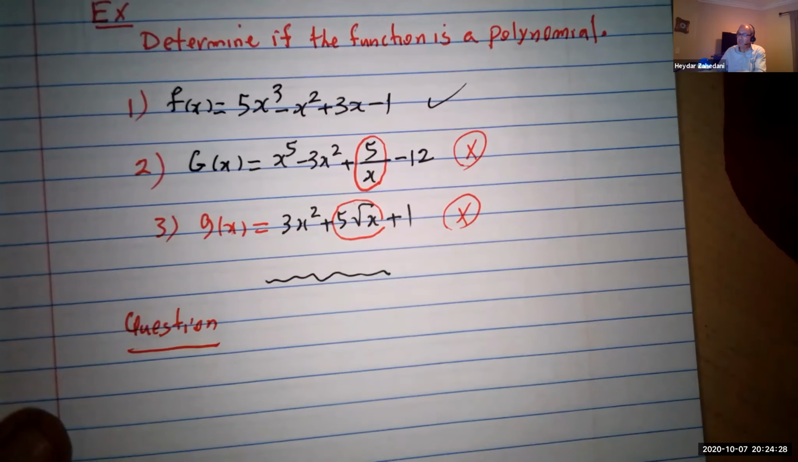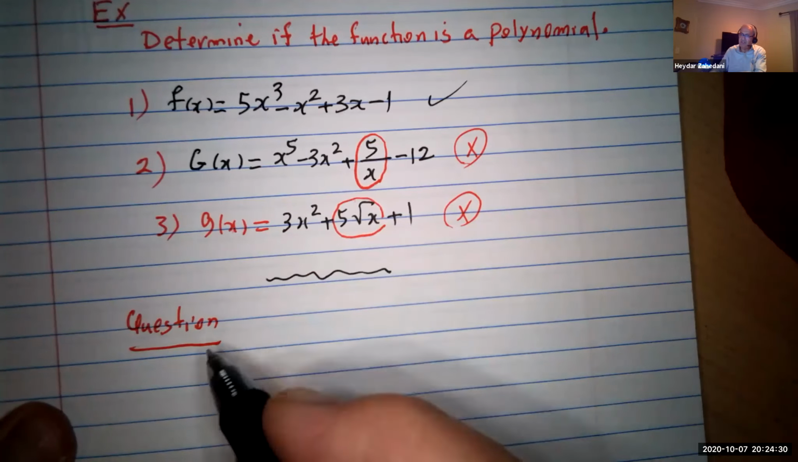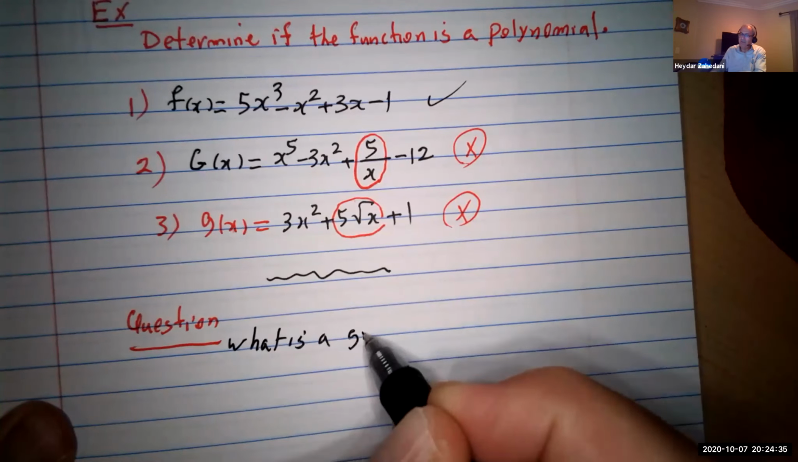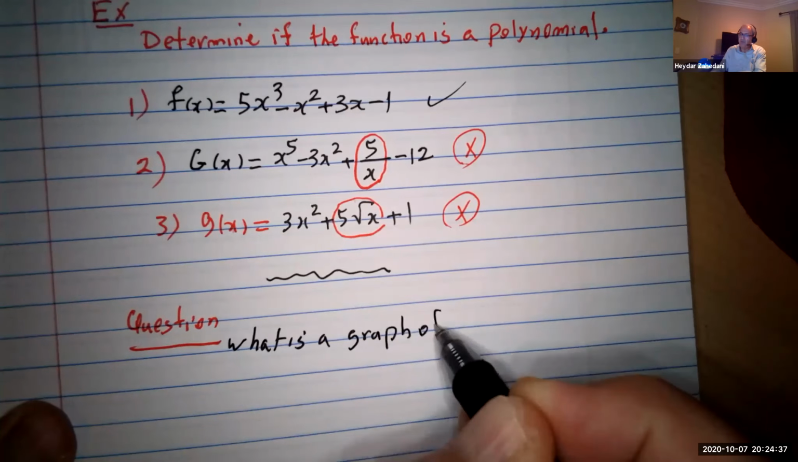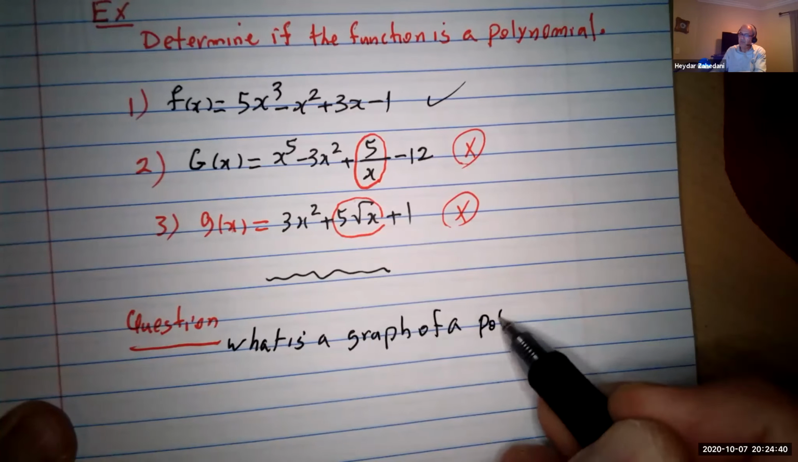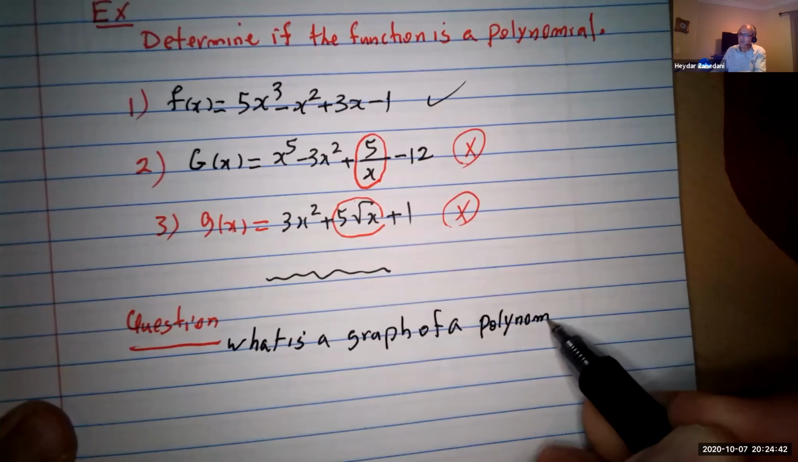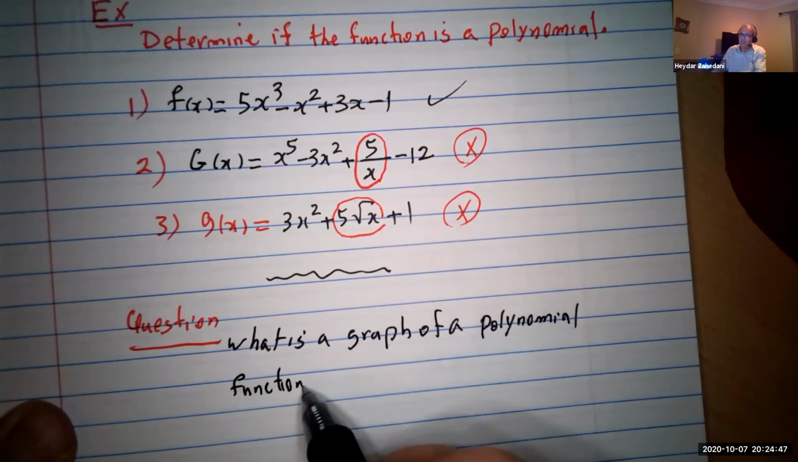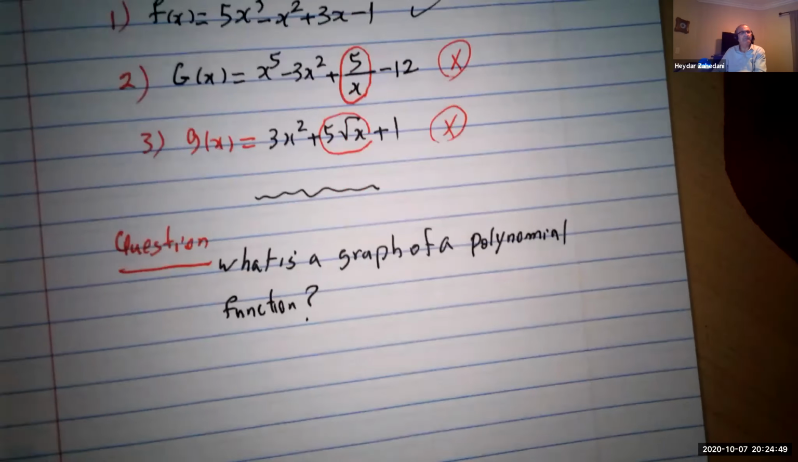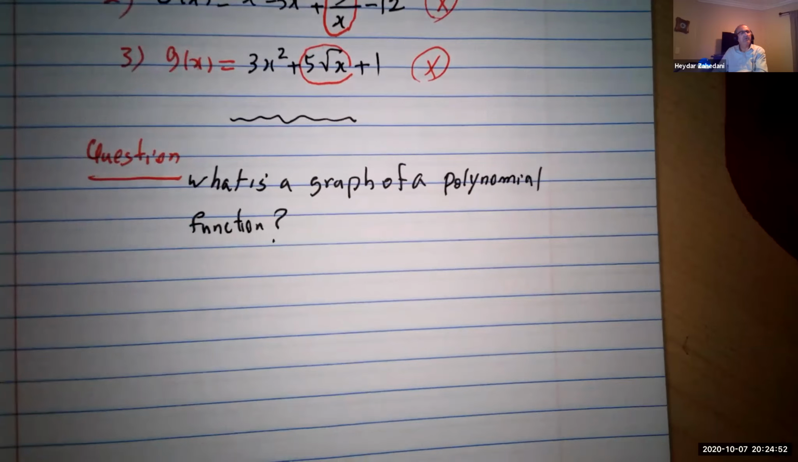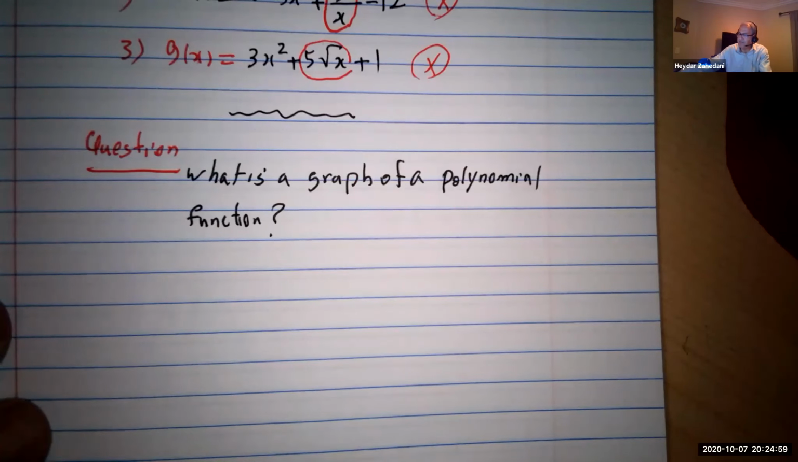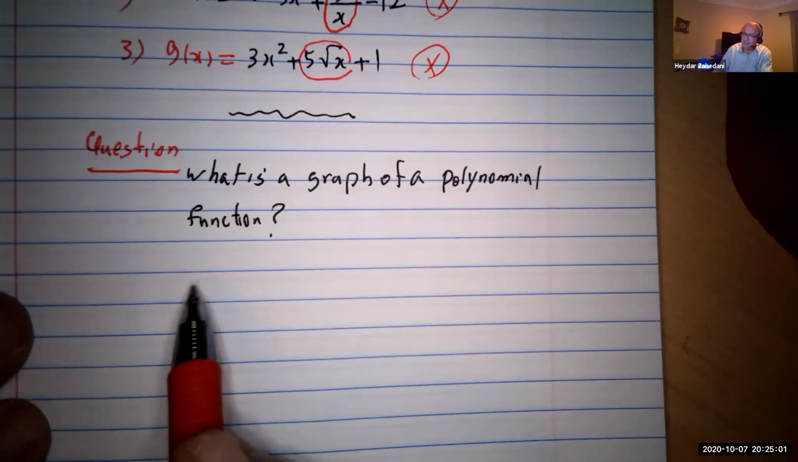Okay, the question is going to be: what is a graph of a polynomial function? What is the property of that graph? Now, the graphs of polynomials are going to be very nice ones, and this graph would have this type of property.